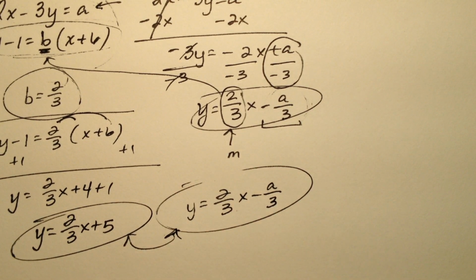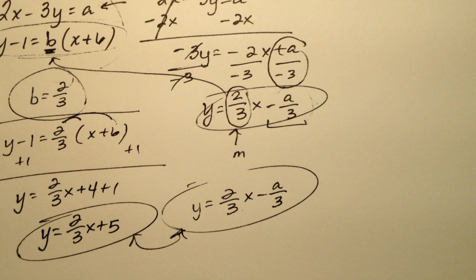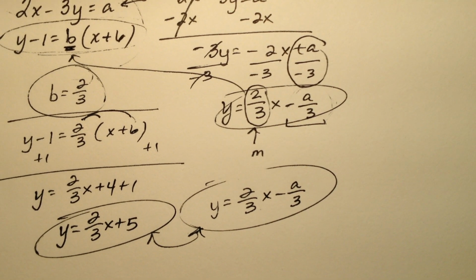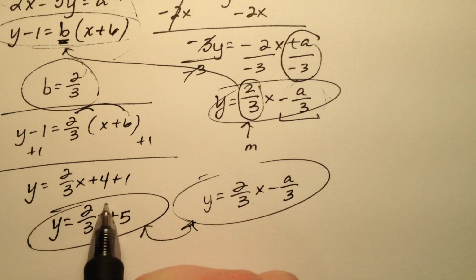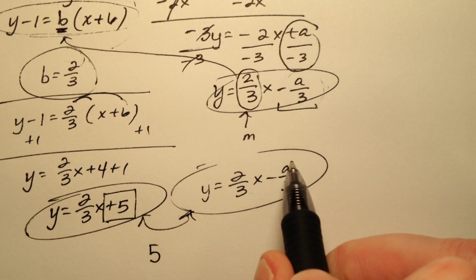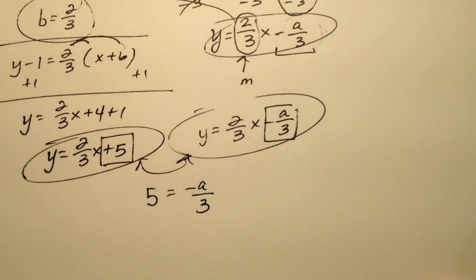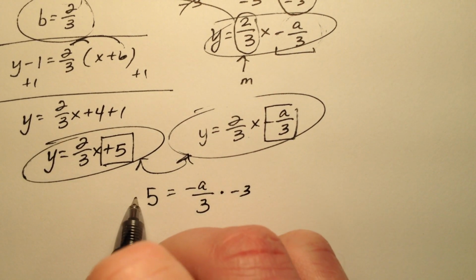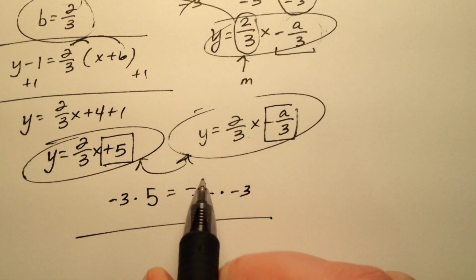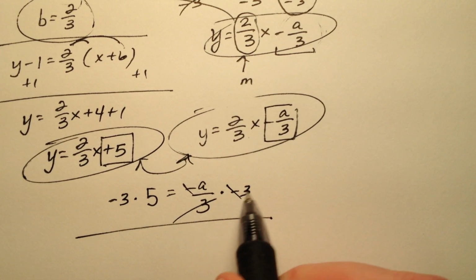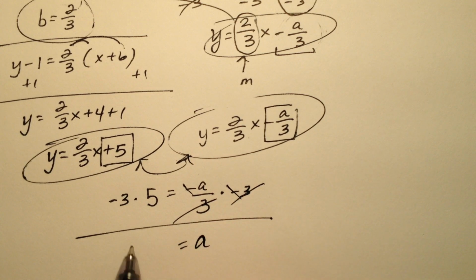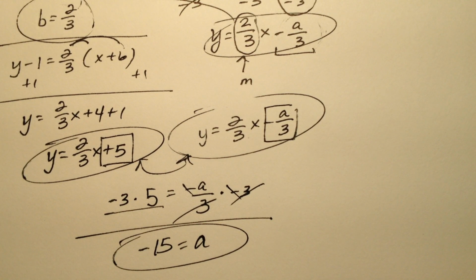I know that these two equations are ultimately identical to one another, since the original system had an infinite number of solutions, which meant the lines were coincident, or they were the same lines. Which means I can take this piece, this positive 5, and set it equal to negative a over 3. So I can multiply both sides by negative 3. The negatives cancel on the right side, and the 3's cancel. A is by itself, and my left side is negative 15.